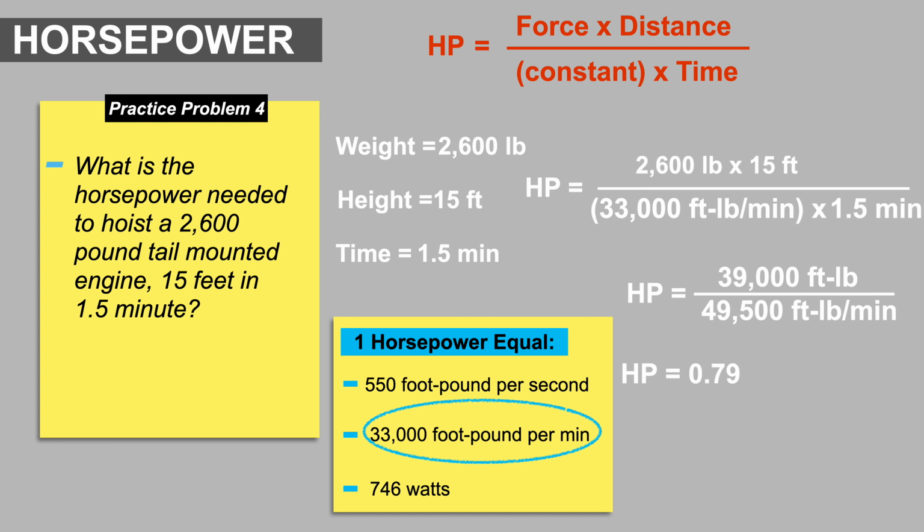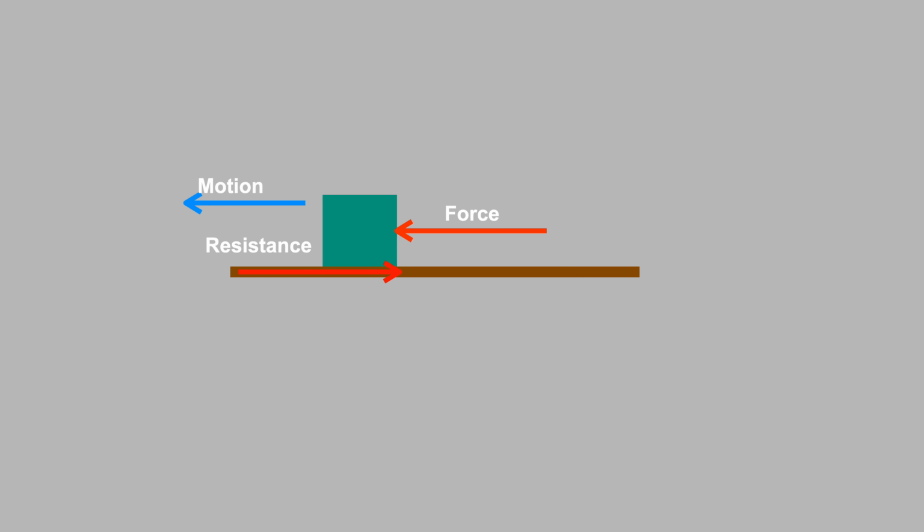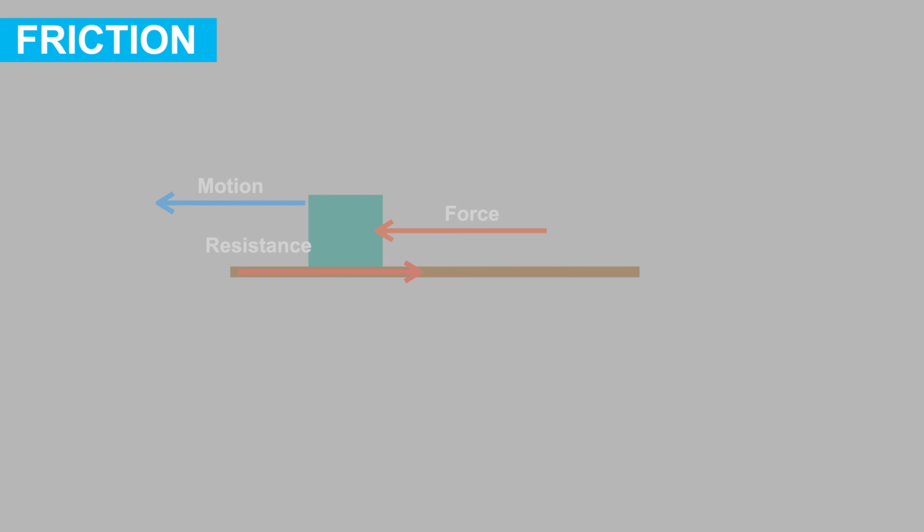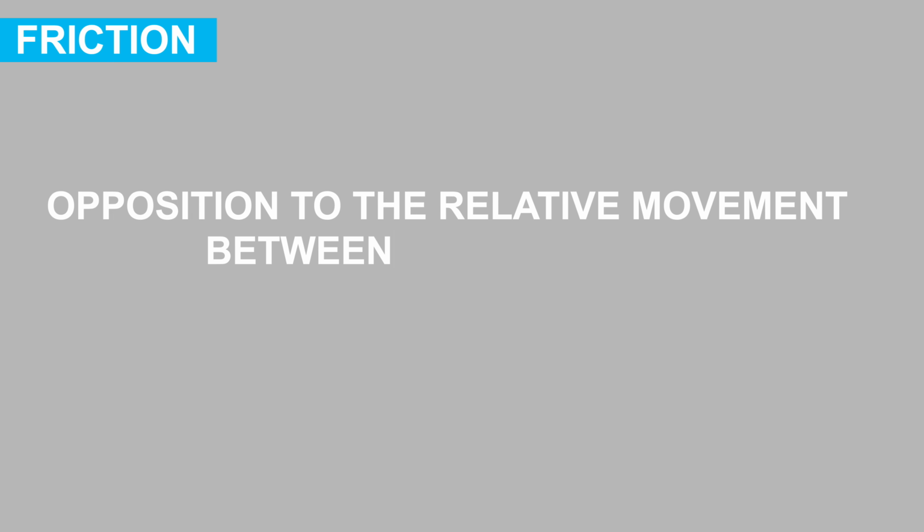And now for the last topic of this video. Let's briefly talk about friction. Whenever work is performed, there's always a resistant force that opposes it or prevents it from happening. This force is known as friction. Friction is defined as opposition to the relative movement between two objects.